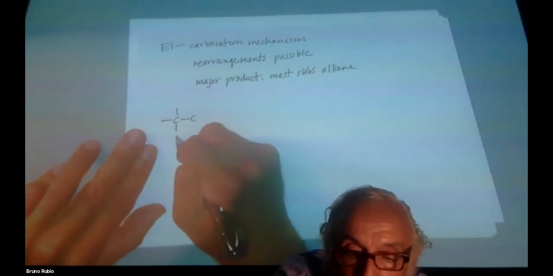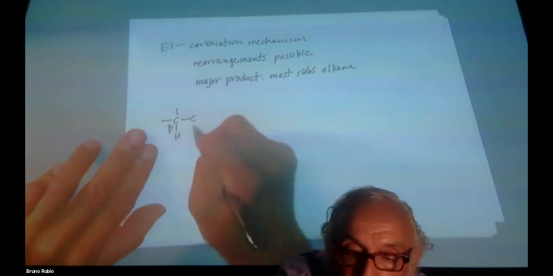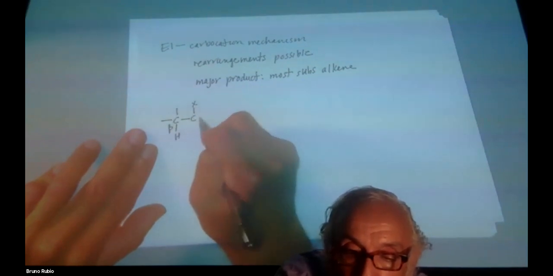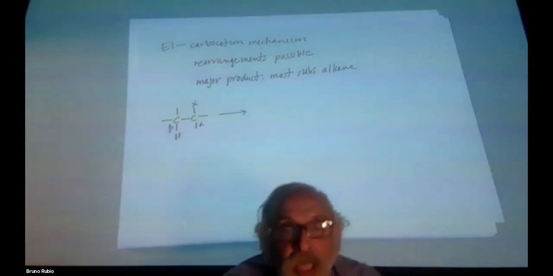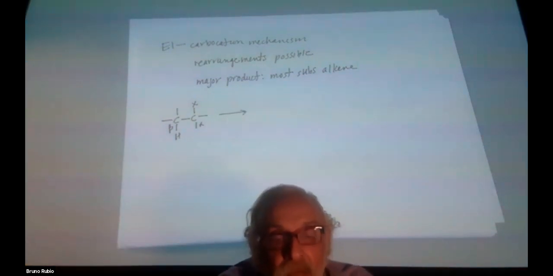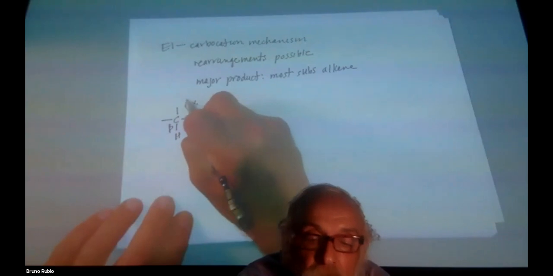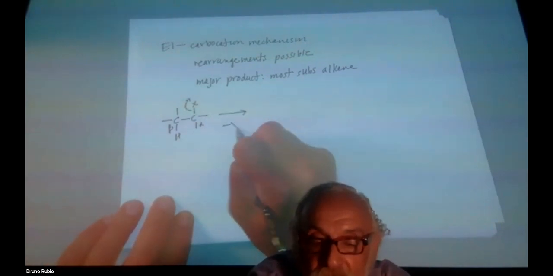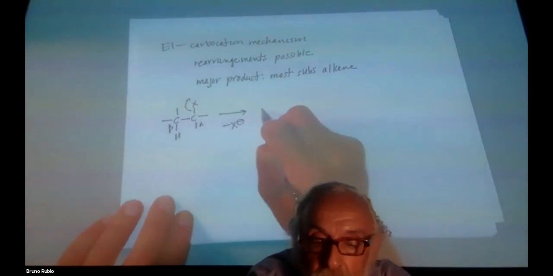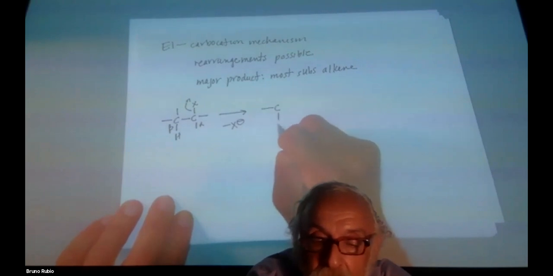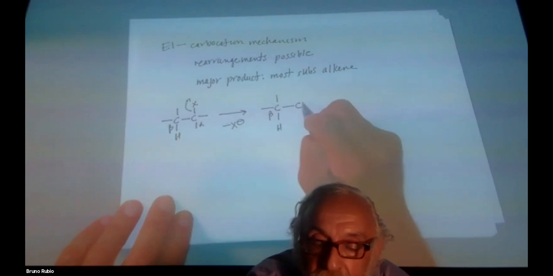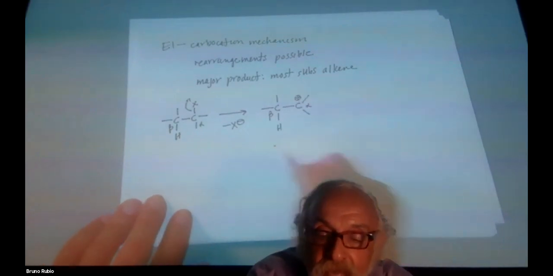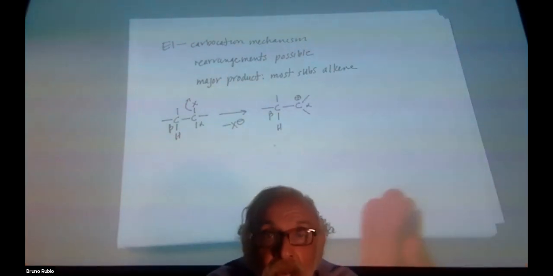So here's our beta carbon. Here's our alpha carbon. In the E1, just like in the SN1, the first step is departure of the leaving group to leave behind a carbocation. There's our beta carbon, here's our alpha carbon, there's the carbocation, right? And this guy may or may not rearrange.